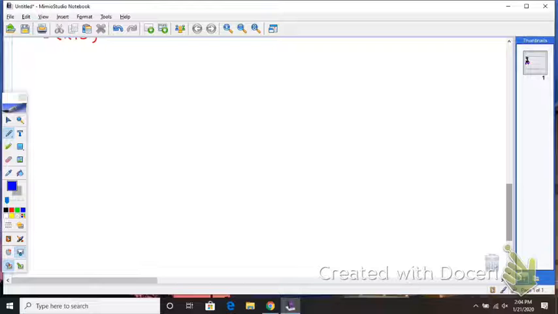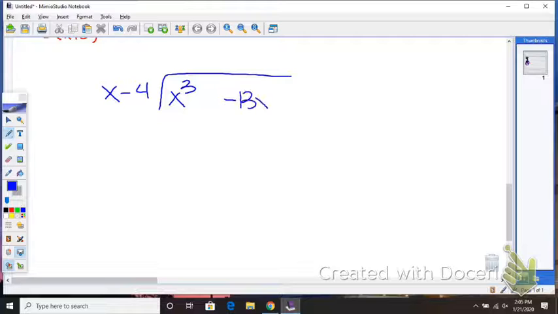So here's the one we're going to do. We're going to take, I lost it. There it is, number 16. We're going to divide by x minus 4. And what we're going to divide is this: x cubed minus 13x minus 12.